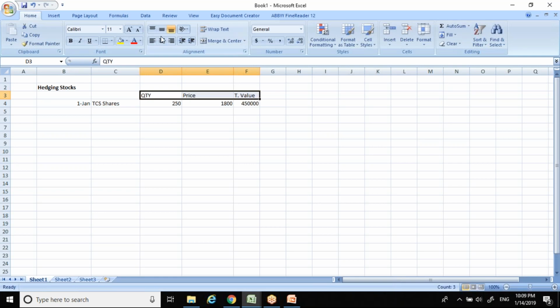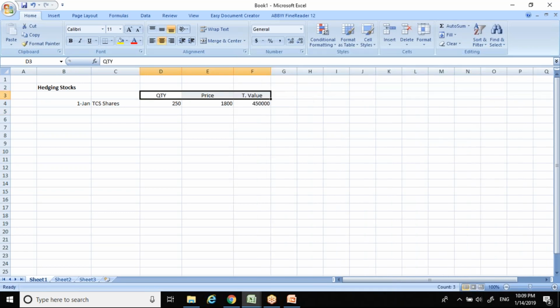Now, after some time, I believe that the prices may fall. And I need to hedge my position. So when did I realize this? So let's suppose on 10th of January, the price was like around 1800 and, let's say, 1950. So on 10 January, I realized that the price may go down.